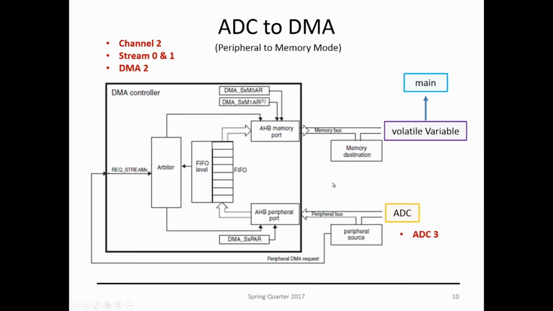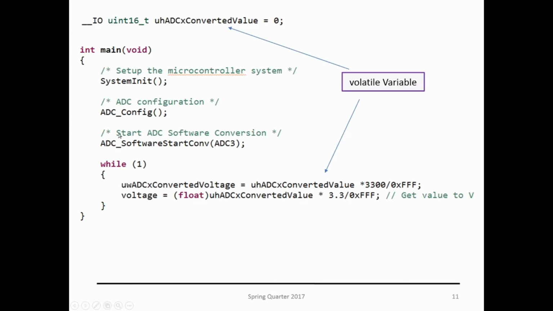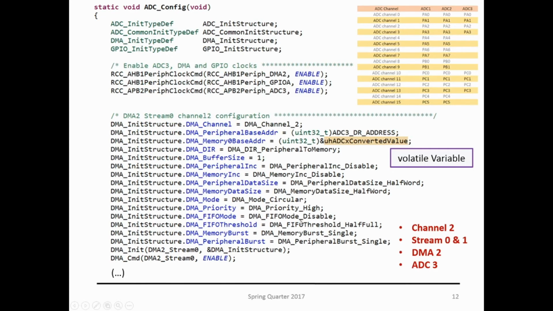The main function initializes the microprocessor, initializes the ADC, starts the software conversion one time, and then it just loops in a while(1) reading this volatile variable and converts the value to a float number or an integer number. Inside of the ADC config, we're going to enable DMA number 2. We're going to use the analog pin PA0. We're going to use ADC 3, so we have access to these pins over here. We're going to use PA0.